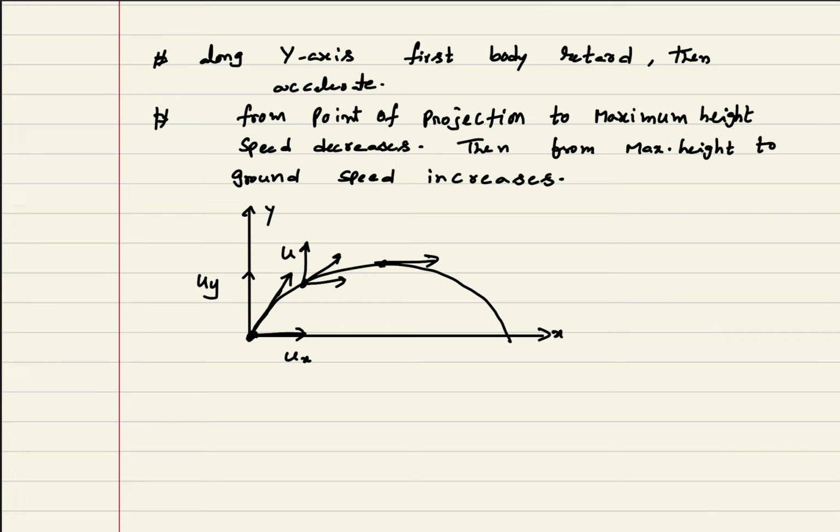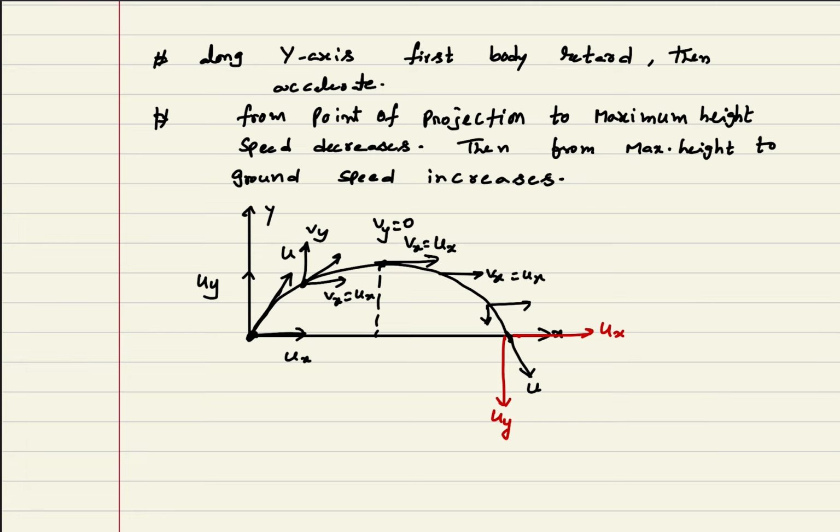At the highest point we can see that its velocity ux is equal to vx only, and the vy value is 0 at the highest point. Similarly, vx is equal to ux everywhere, but the vy value will change everywhere. Whenever it strikes the ground, it will strike with the same velocity.